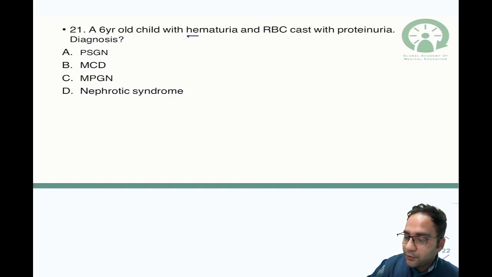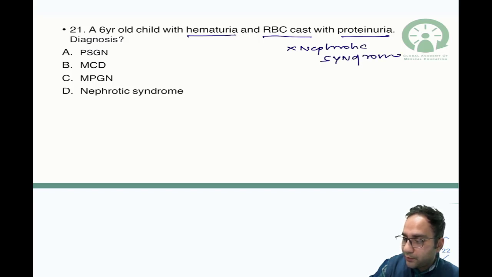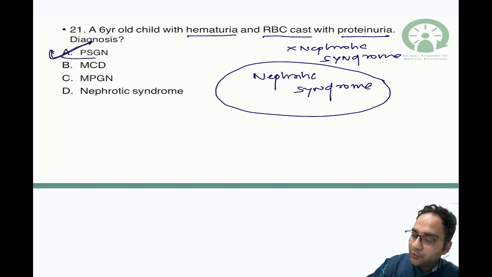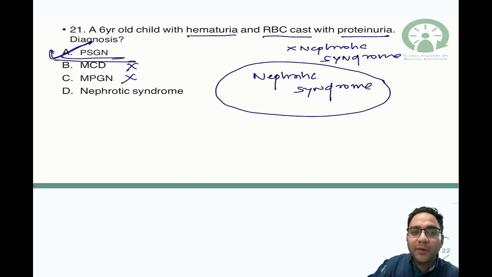Next question was a 6-year-old child who has hematuria with presence of RBC casts and proteinuria. So this is not nephrotic syndrome. This is basically a case of nephritic syndrome, and the most common cause of nephritic syndrome is post-streptococcal glomerulonephritis. So that is the answer. You will not have MCD, minimal change disease, not membranoproliferative glomerulonephritis, neither nephrotic syndrome, because clearly they are saying that you have presence of RBC casts. So that is a case of nephritic syndrome. Okay.